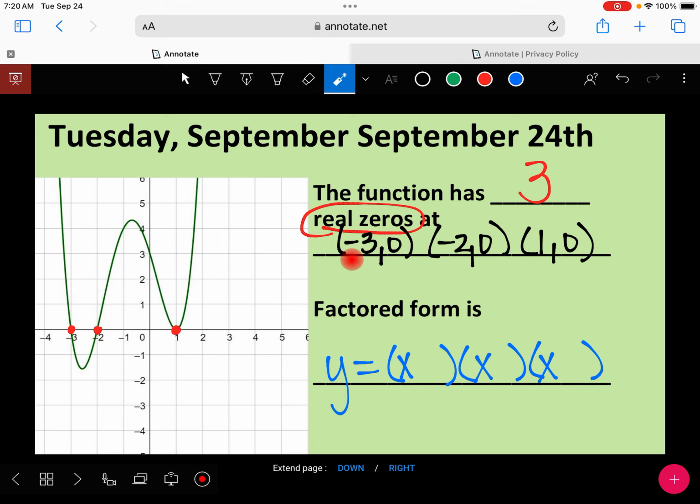So if we have a 0 at -3, then what am I going to put here? What's the opposite of -3? +3. So put a +3 in the first parentheses. In the second parentheses, instead of a -2, I'm going to put a +2. And in the last one, instead of a +1, I'm going to put a -1.